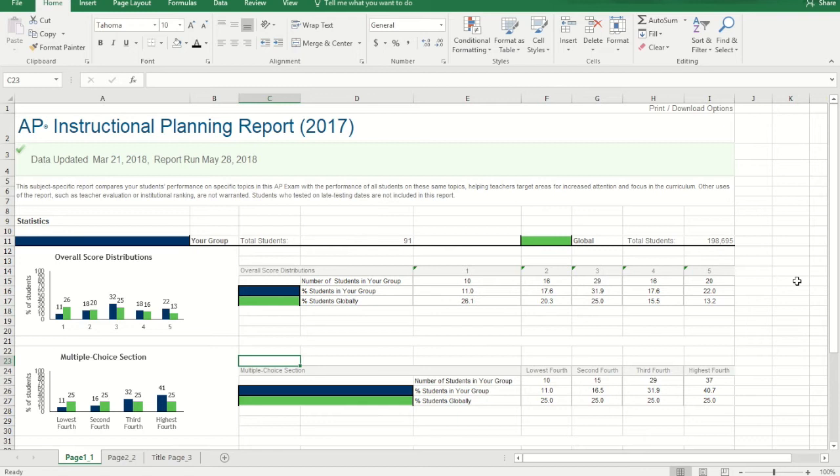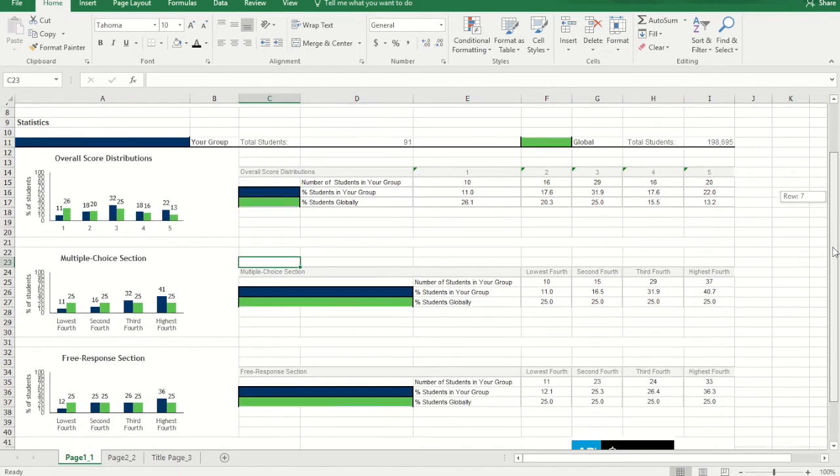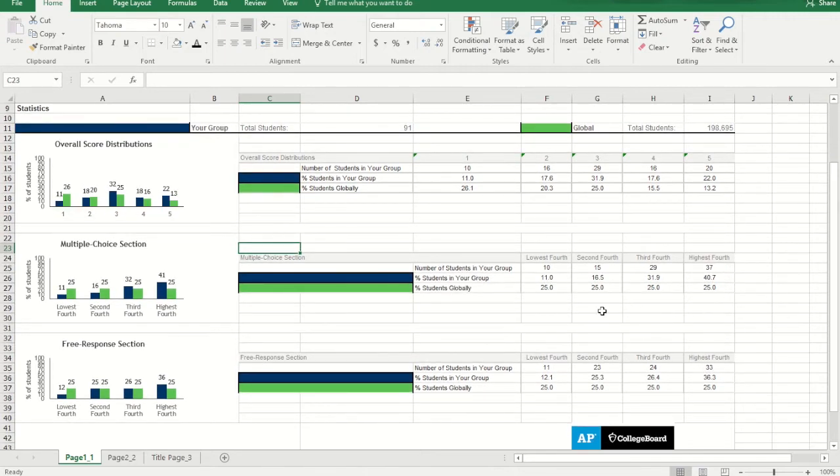When you open your IPR, you will get a general overview of how your students performed, including the percentage of your students that scored a 1, 2, 3, 4, or 5, as well as the percent of students globally that received these scores. You will also receive a breakdown of how many of your students fell into each quartile on both the multiple choice and the free response. But we will primarily be looking at the second page of your IPR. You can find the tab for this page at the bottom left of the spreadsheet.